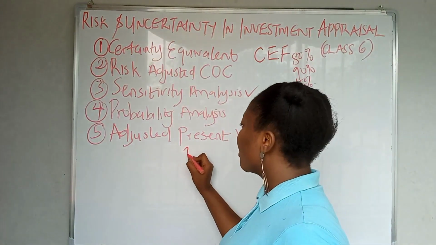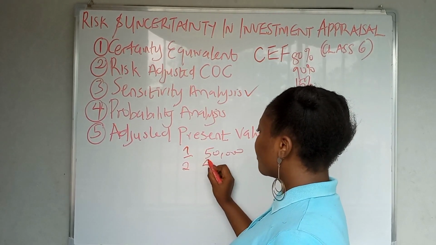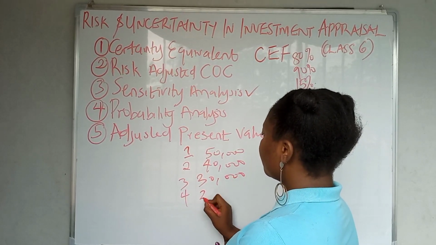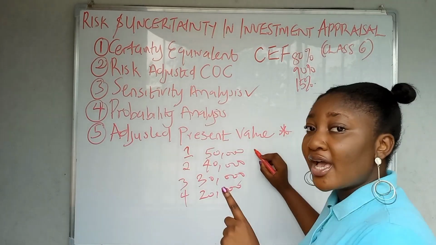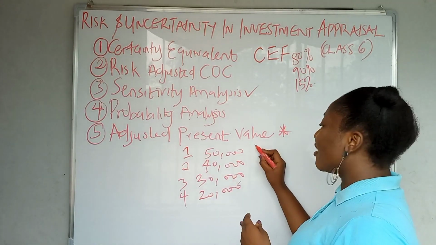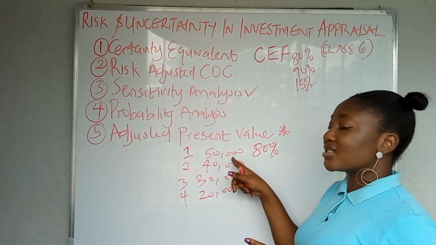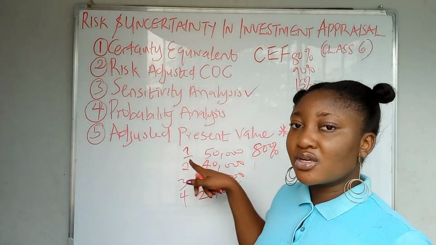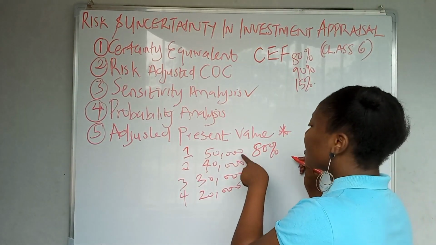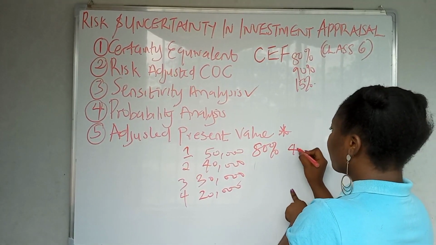So if they give you cash flows, maybe in year 1 you get 50,000, in year 2 you have 40,000, in year 3 you have 30,000, and in year 4 you have 20,000. In the question they can tell you that the certainty equivalent factor in every year is maybe 80%. It means that they are sure that they are going to get 80% of these predicted cash flows, these relevant cash inflows that they are expecting in the future. So you now say 80% times 50,000. That will give you 8 times 5, that's 40,000.